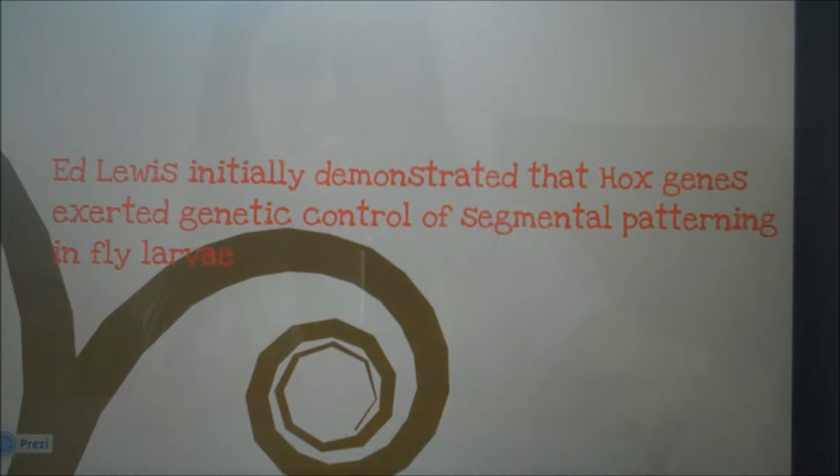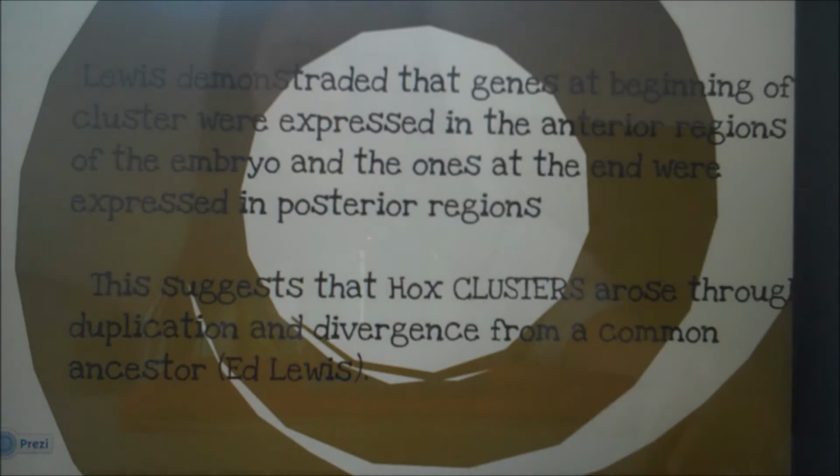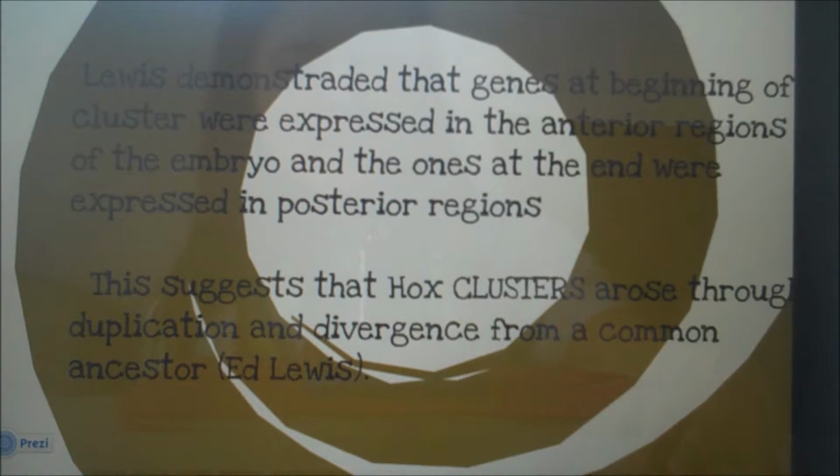Ed Lewis was the researcher who initially demonstrated that Hox genes exerted genetic control over segmental patterning in fly larvae. Lewis demonstrated that genes at the beginning of the clusters were expressed in the anterior regions of the embryo, and the ones at the end of the cluster were expressed in posterior regions. This suggests that Hox clusters arose through duplication and divergence from a common ancestor.